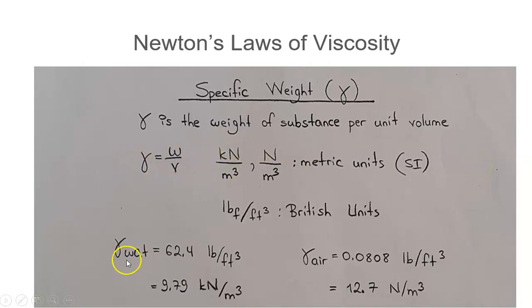You can see that we have specific weight of water given as these values here. You can see that we have specific weight of air given as these values here. The specific weight of water could be 9.79 kilonewton per cubic meter, and for air it could be 12.7 newtons per cubic meter, and you can see the values when we are using pound per cubic feet for both of them.